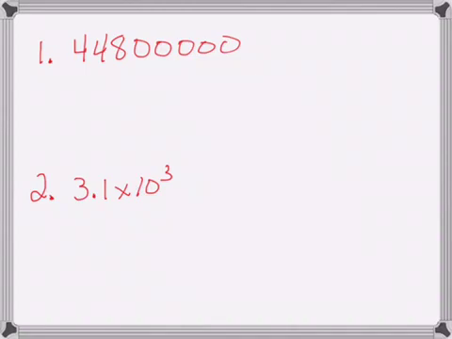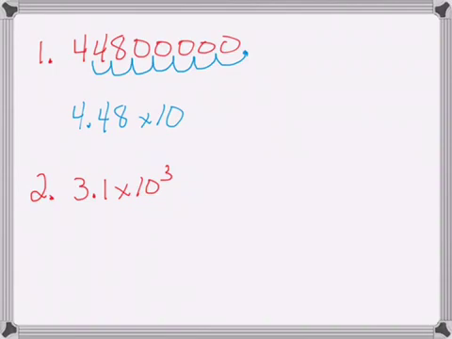Okay, so for the first one, we're going to write it in scientific notation. Find the decimal point first. The decimal point is right out here, and I'm going to move the decimal point over. 1, 2, 3, 4, 5, 6. Move it over 7 spots. And when I do that, I can then rewrite the number. The decimal point will now be, after I move it 7 spots, between the two 4s. So it'll be 4.48 times 10.